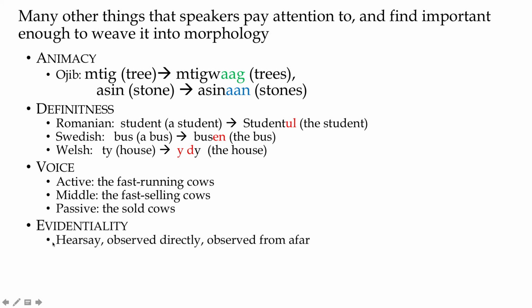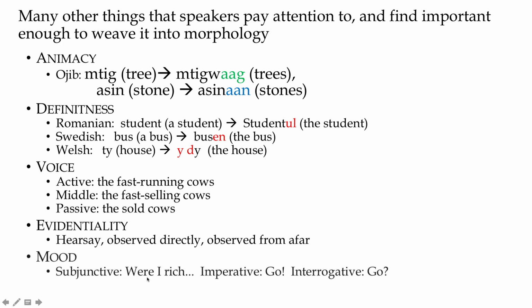Some languages actually inflect for evidentiality, which would be really nice. You can tell by the verb ending whether you know this from hearsay, whether you observed it directly, whether you observed it from afar. There are buffalo eating. Eating would have a different form based on whether I just heard this from someone else, whether I observed it from far away, or whether I observed it firsthand nearby.